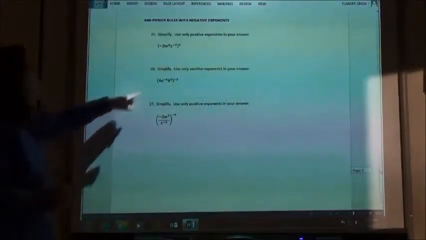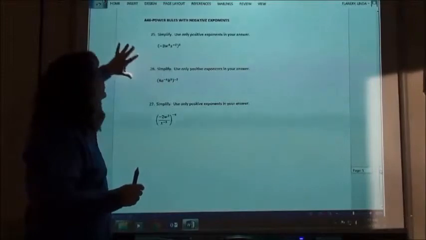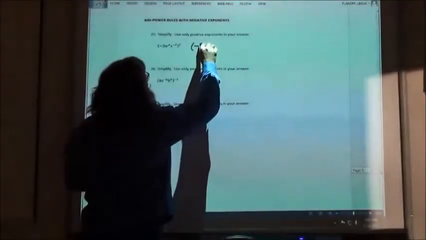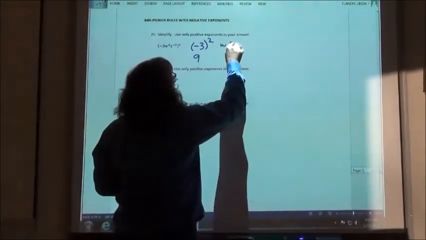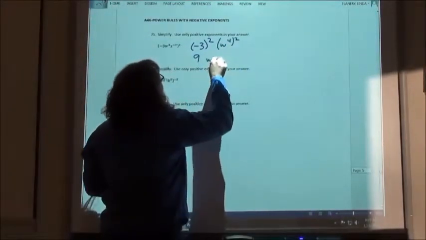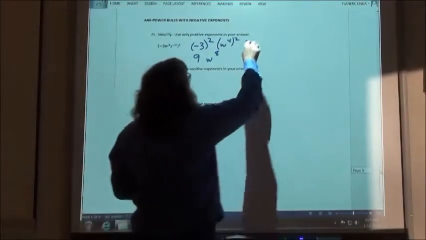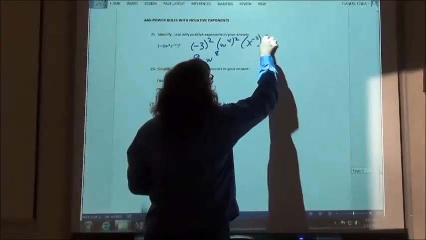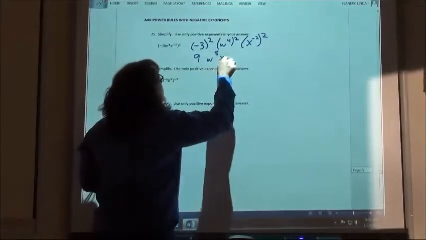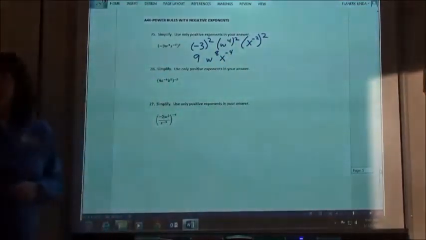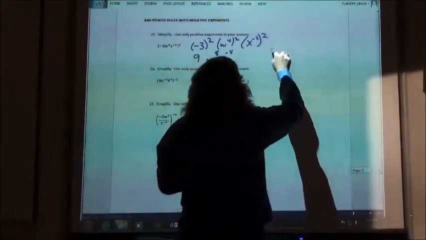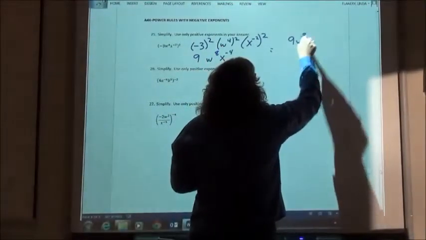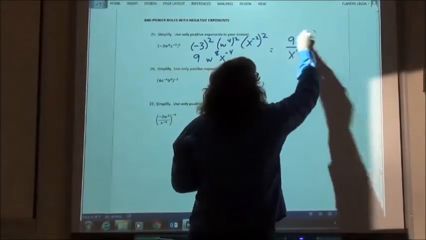So in this case, since this is positive, I'm just going to go ahead and square each of those things. So I'm going to square the negative 3, which gives me positive 9. I'm going to take w to the 4th and square it, where I multiplied my exponents and got w to the 8th. I'm going to take x to the negative 2 and square it, where I multiplied my exponents and got x to the negative 4. Then, if I have a negative exponent, which I do, I have to get rid of that negative exponent. And so I'm going to end up with 9w to the 8th over x to the 4th power.